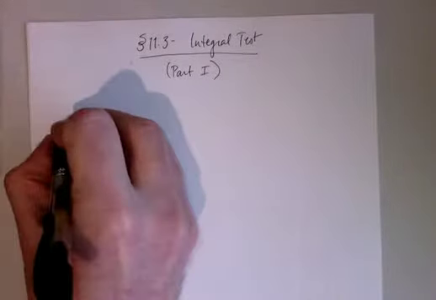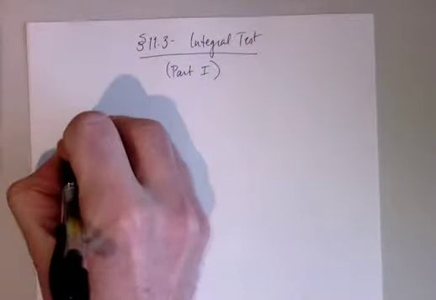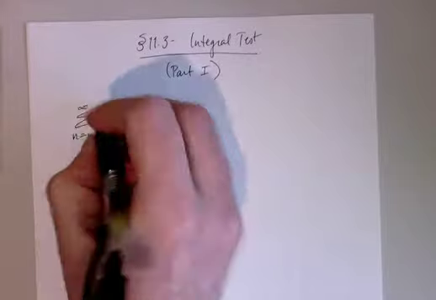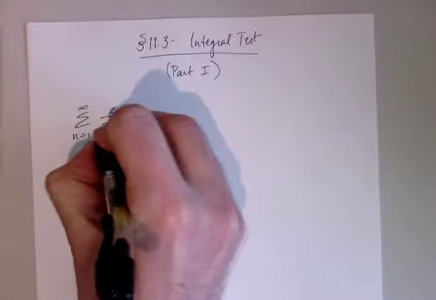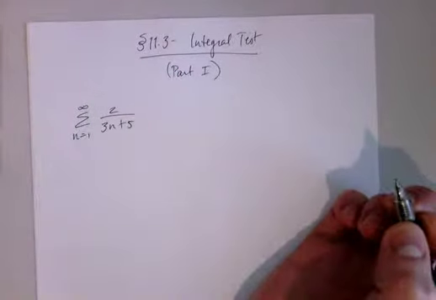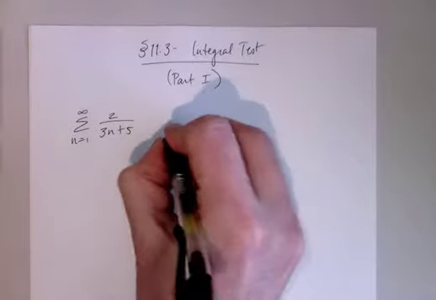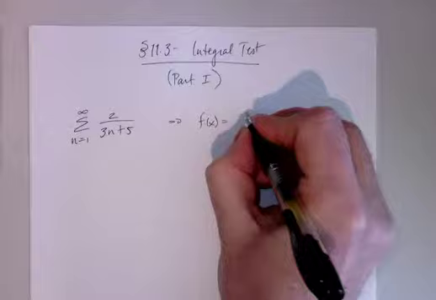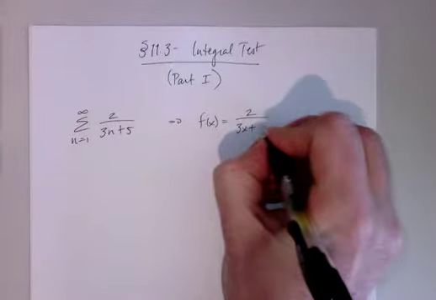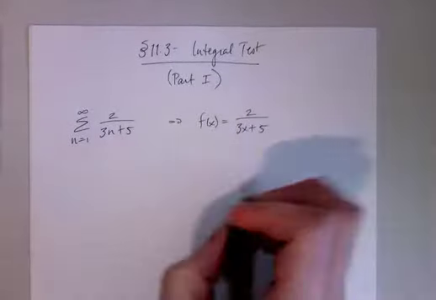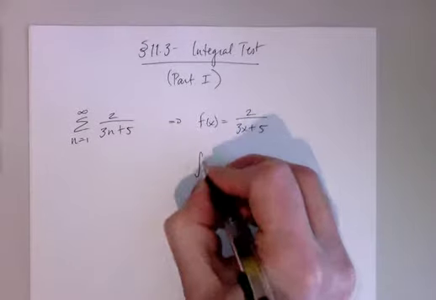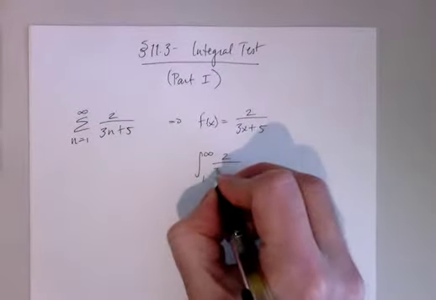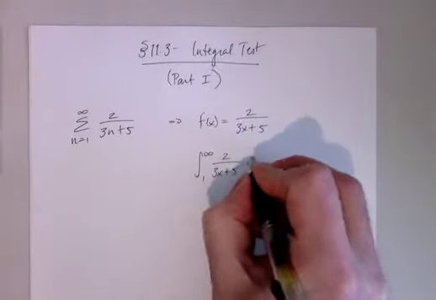So let's go ahead and look at an example. Let's say we have the sum from n is equal to 1 to infinity of 2 over 3n plus 5. Well, that is related to f of x is equal to 2 over 3x plus 5. Okay, well, let's go ahead and see what happens from 1 to infinity of 2 over 3x plus 5 dx.